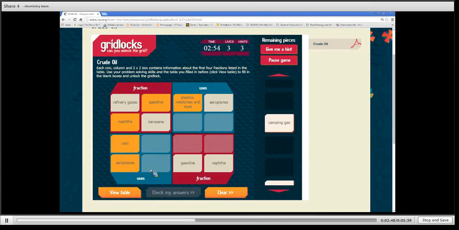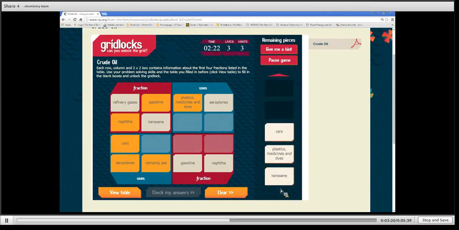Now we have 4 in a row here, of which one is missing. So if you think it's gasoline, naphtha, kerosene, so the one that's missing is your refinery gases, and it's a use, so camping gas is a use of refinery gas. Now here we've got 4, of which one is missing. So if you think of it, it's the refinery gas, we've got gasoline, we've got kerosene, so naphtha is the one that's missing over here. So for uses it's plastics, so that's a use of naphtha.